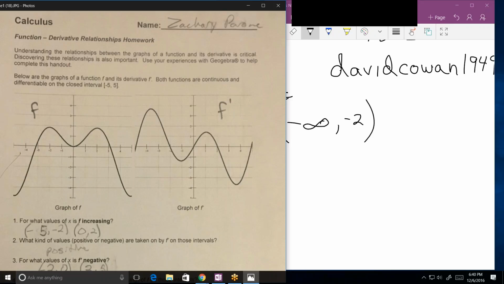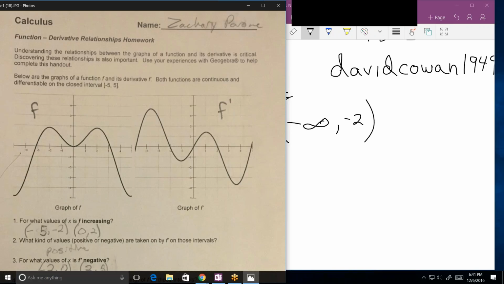So that means that on f prime, we've got to be positive from minus 5 to minus 2, are we? Yes, we are. F prime is in positive territory when x is between minus 5 and minus 2. You see that? Don't think about it being increasing or decreasing. Just think about it being positive or negative. What is it in this area right here? The y value is positive. In other words, f prime is positive.